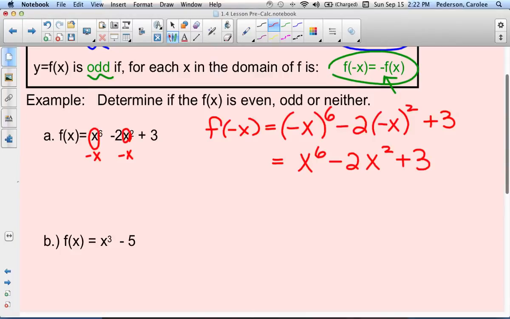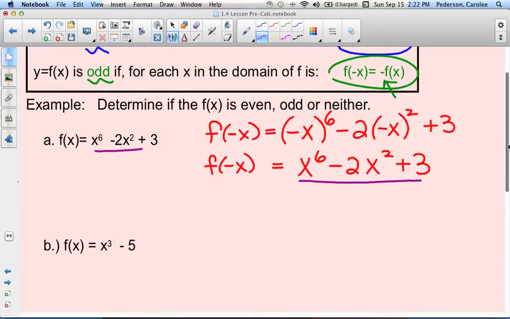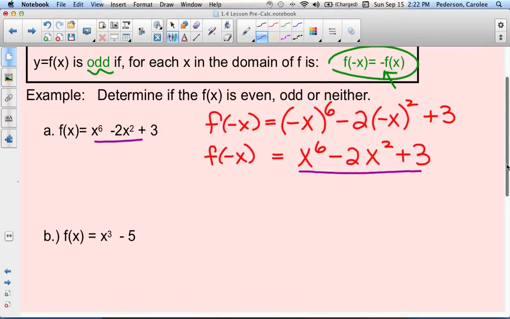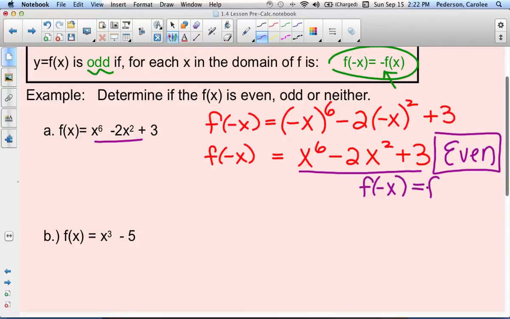Now let's look at this function when we evaluate it for negative x. Did we get our original function back? So if I erase this, I have the red function and my black function. Does this equal that? Yes. So we say from the rule up in this box, if I get my original function back after replacing a negative in to the function evaluating it, then it's considered an even function because f of negative x equals the function.